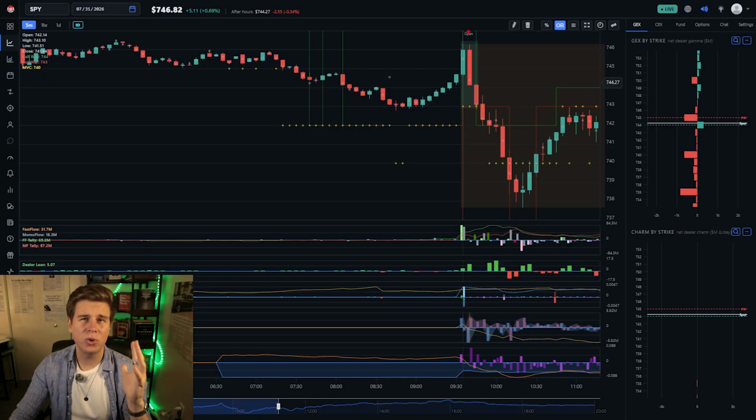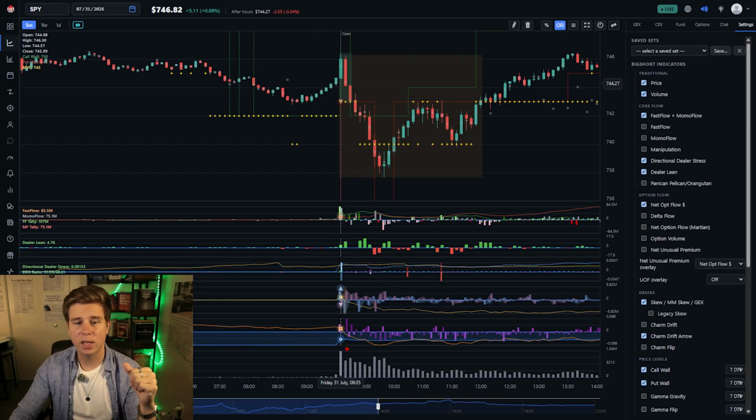But what those tools don't show you is who is actually making those transactions, right? Is it mostly retail and dumb money? Is it high frequency trading firms? Is it dealers hedging? Is it smart money? No other tool actually shows you who is making these transactions.